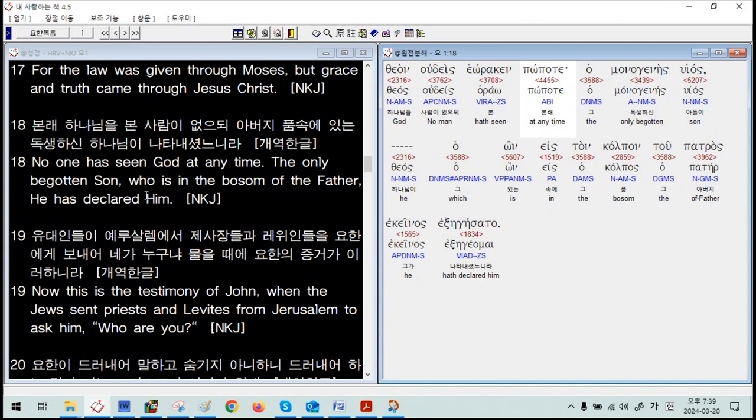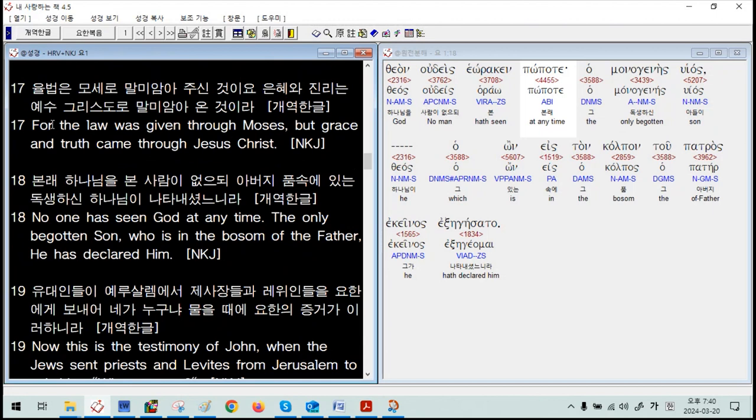declared Him." So here "He," obviously, if you look at verse 17, the law was given through Moses, but grace and truth came through Jesus Christ. So Jesus Christ is the one, "He" here, right? And Jesus Christ is the only begotten Son. So let's go look at the Greek text so we can compare at least the New King James Bible. On the Greek text on the bottom, that English is the King James Bible. So at least we can compare the original Greek text versus the King James Bible and the New King James Bible. Then let's go ahead and look at that.